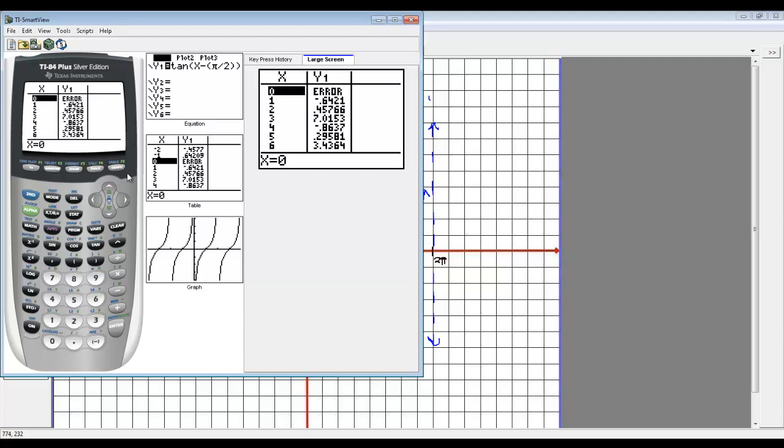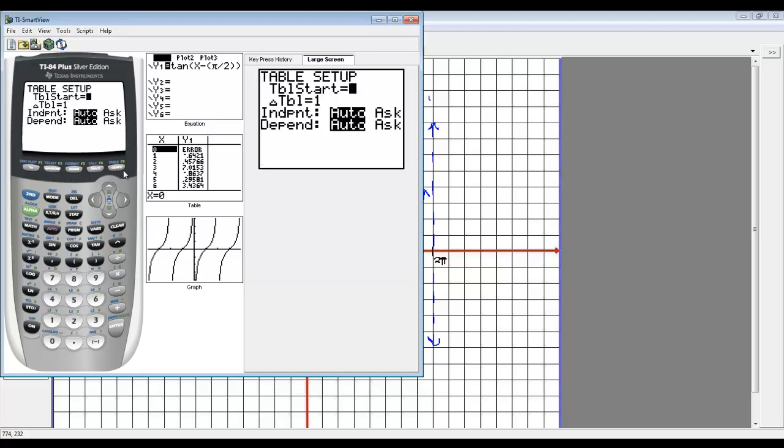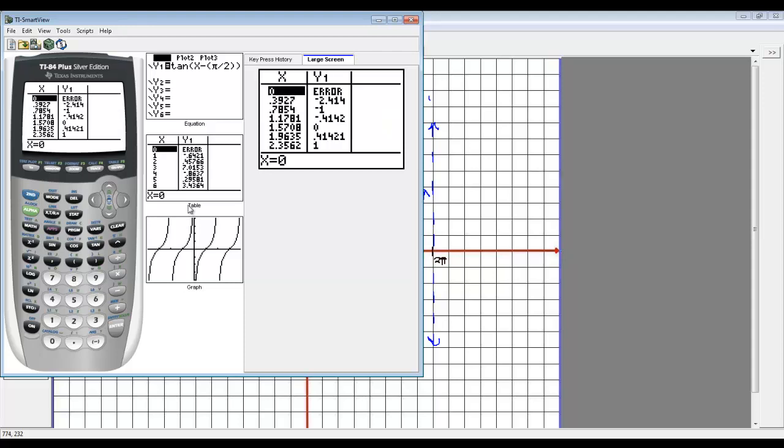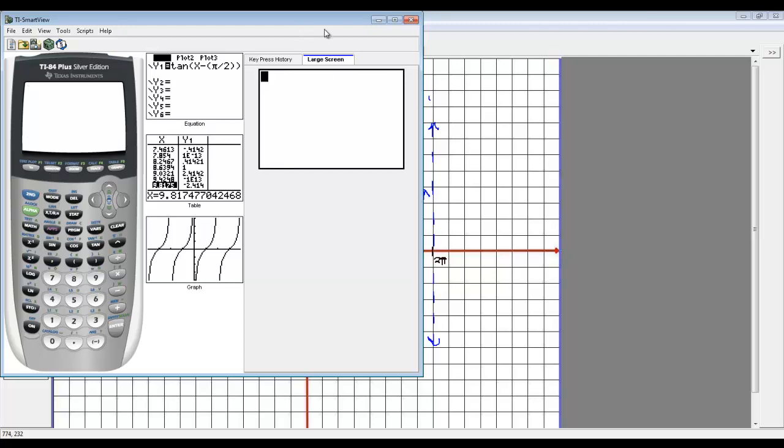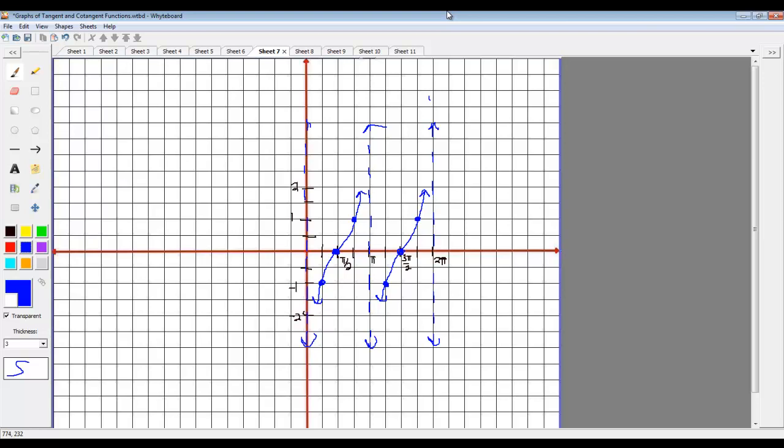Let me go to table set. Let me start it at 0, and let's do increments of pi divided by 8. Let's see what we get. Alright, so then you can see what's happening there. There's the -1, there's the 0, there's the 1, then there's pi. And it keeps repeating over and over again. You can see basically what's happening there. Okay, so that's tangent.